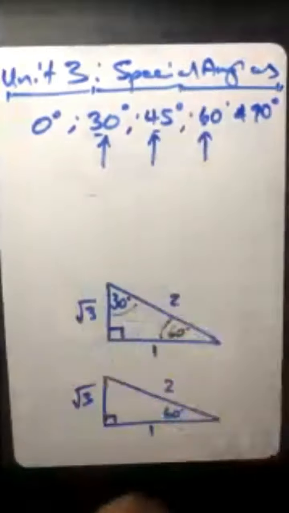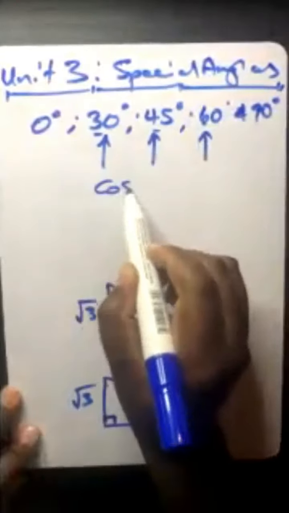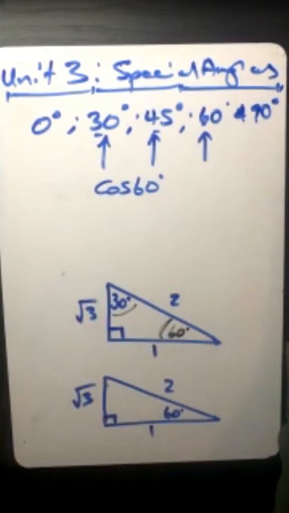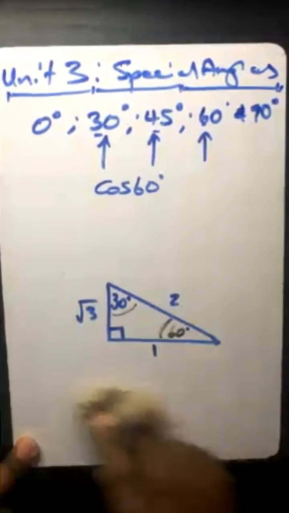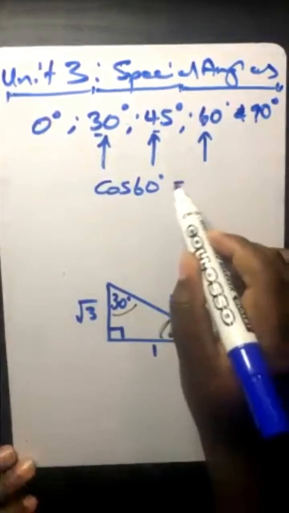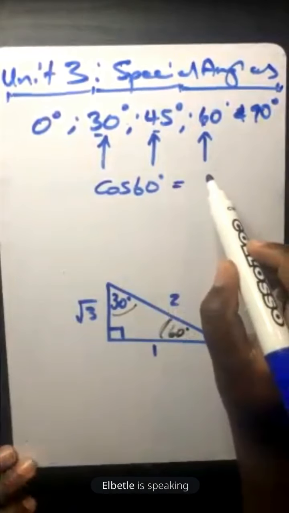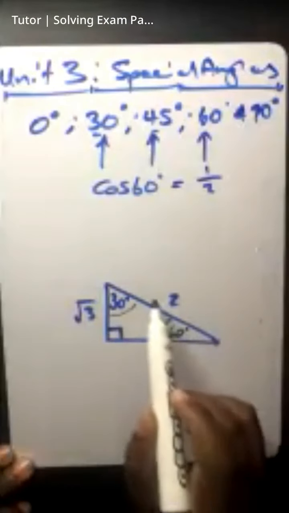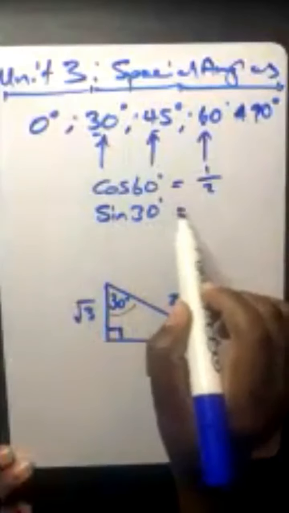100%. So now, what about cos 60 degrees? What will be that one? 1 over 2. What is it? 1 over 2, because cos is that over that. Okay, what about sine 30 degrees?